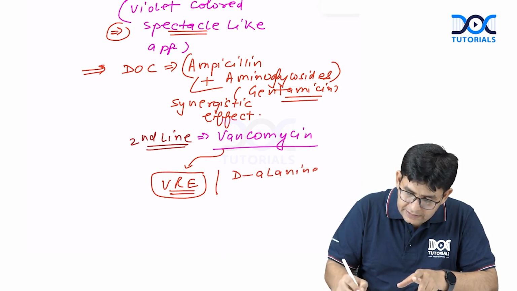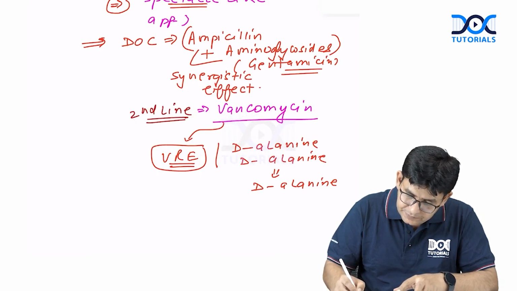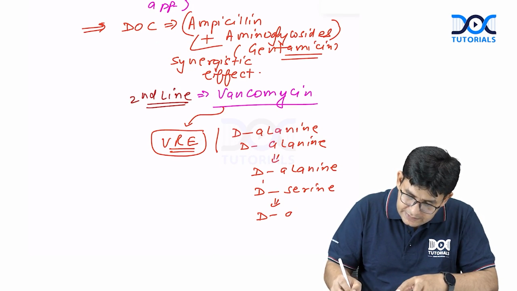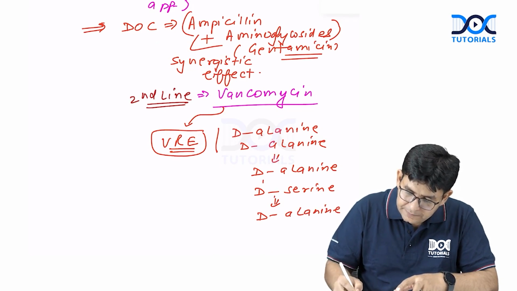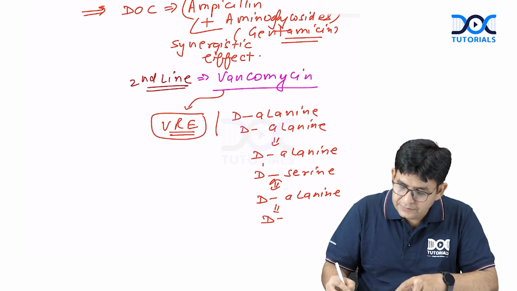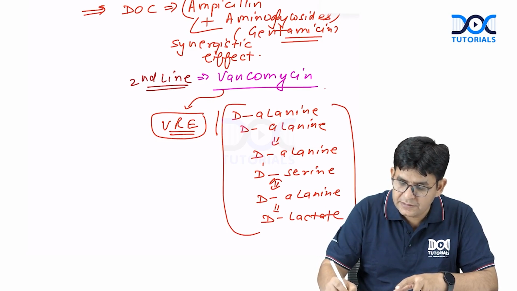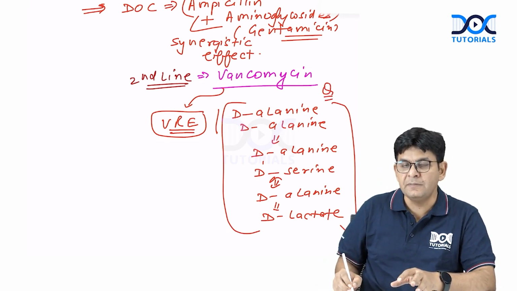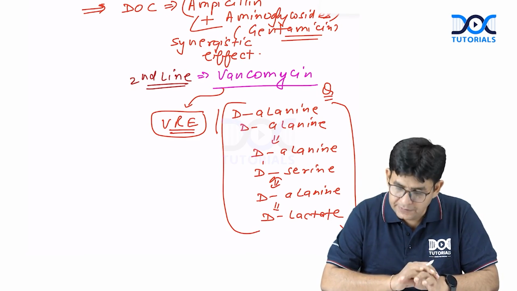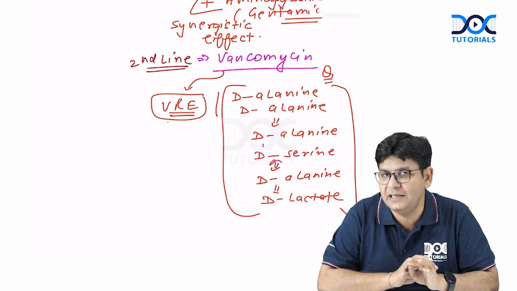D-alanine changes into D-alanine D-lactate or D-alanine D-serine. This might be the change in the cellular structure from the alanine to the serine or to the lactate. This was also asked in one of the exams: what exactly is the change that happens when a simple Enterococcus has turned into VRE? This is the change in the cell wall structure: D-alanine to D-alanine D-lactate, D-alanine D-serine.